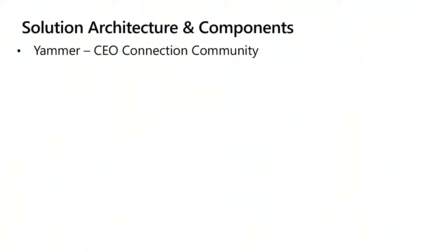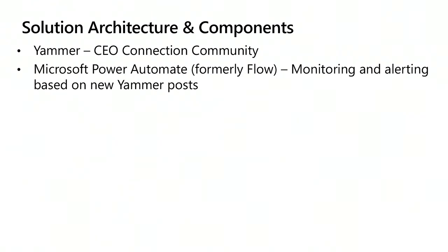I created a community for the CEO connection. You can leverage an existing community that's out there. I then leveraged Power Automate, formerly known as Flow, and I leveraged that Flow template for Yammer sentiment analysis, and then made some additional tweaks to it. But I'm really using that Flow to call out to Azure for sentiment analysis, and then go ahead and kick off the email, as well as log it to a SharePoint list.